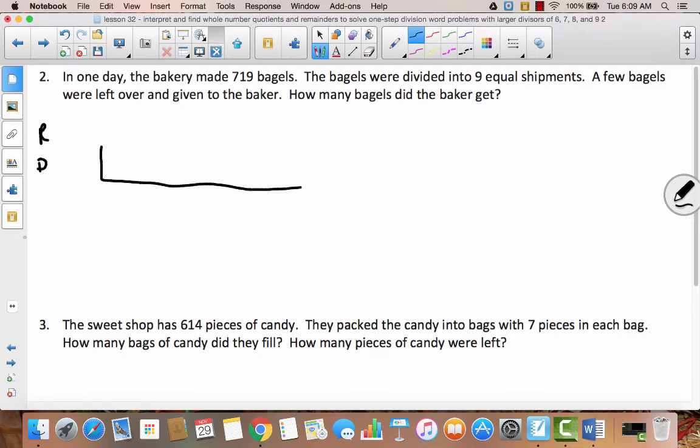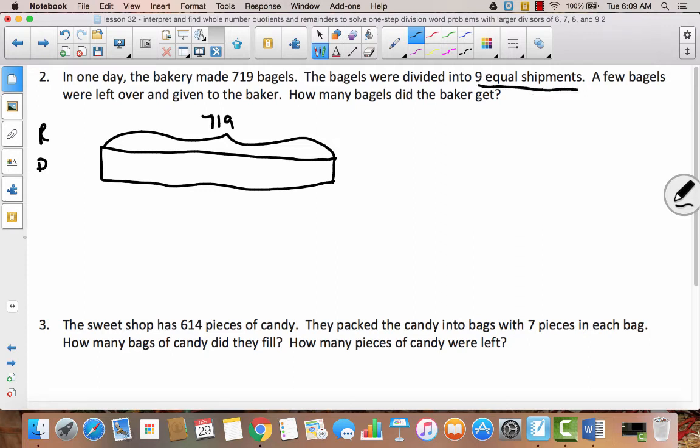I want you to think about, again, do we know what our total is? Well, our total is 719 bagels, right? And then we've got this number 9. And we've got to think to ourselves, it says that they were divided into 9 equal shipments. Does that mean that we're going to take 719 and put it into 9 equal groups? Or does that mean that there's going to be 9 in each group?